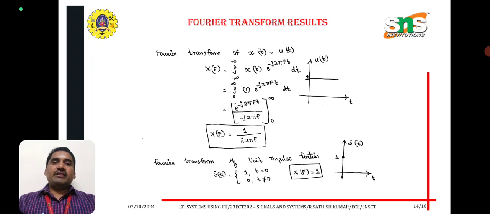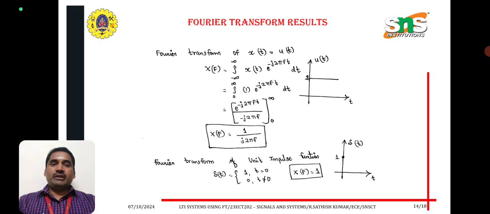Next one, how to find the Fourier transform of x(t) is equal to u(t). X(f) is equal to integral from minus infinity to plus infinity of x(t) into e power minus j2πft into dt. u(t) is 1 for t greater than or equal to 0, so we can take the limits from 0 to infinity. We can get X(f) is equal to 1 divided by j2πf.